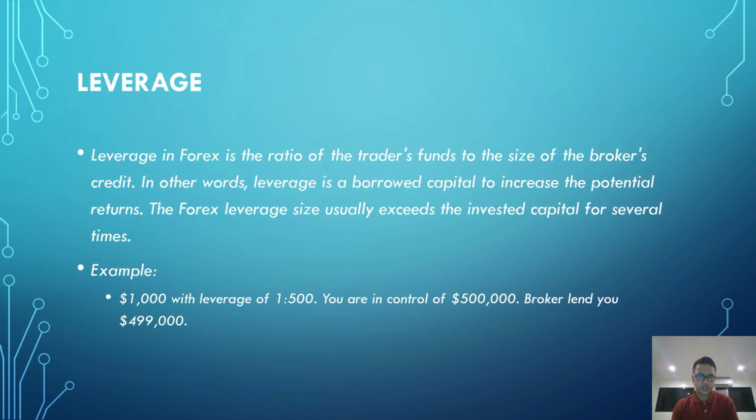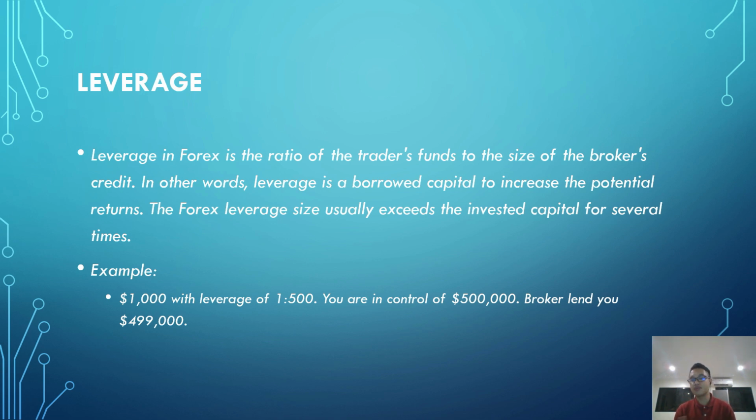So what is really leverage? Leverage in Forex is the ratio of the trader's funds to the size of the broker's credit. In other words, leverage is borrowed capital to increase the potential returns. The Forex leverage size usually exceeds the invested capital several times. So for example, if you have 1,000 with a leverage of 1:500, you are in control of 500,000 since the broker lends you 499,000. So 500 is the multiplier, which means that you have a lot of buying power even if you only deposited 1,000 USD to the broker.